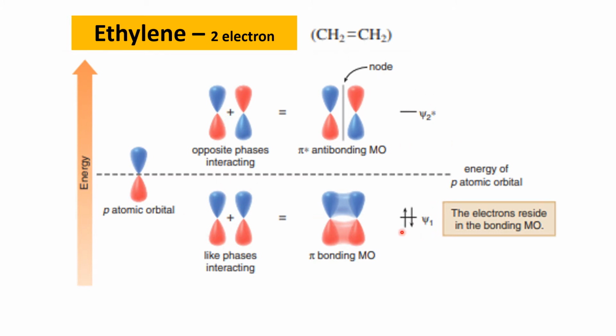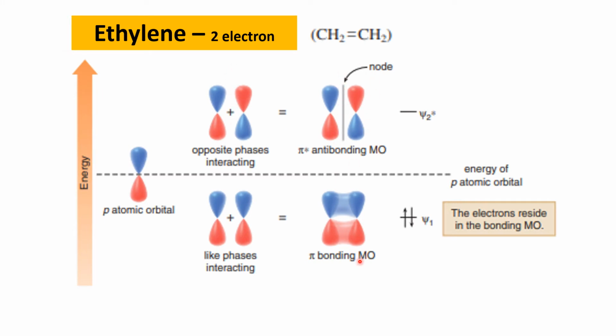2 electrons are filled in the bonding molecular orbital. This is a pi bonding molecular orbital, and this is the pi star anti-bonding molecular orbital. Only p orbitals we are seeing here. In this case, the pi bonding molecular orbital, the first level, will always be in the same phase, so it will overlap. If it is in opposite phase, the overlap will not take place, and a node will form.